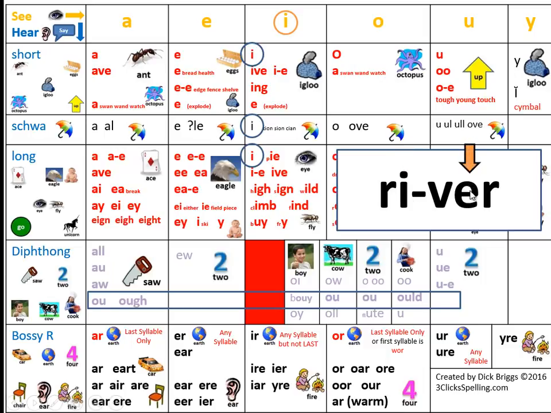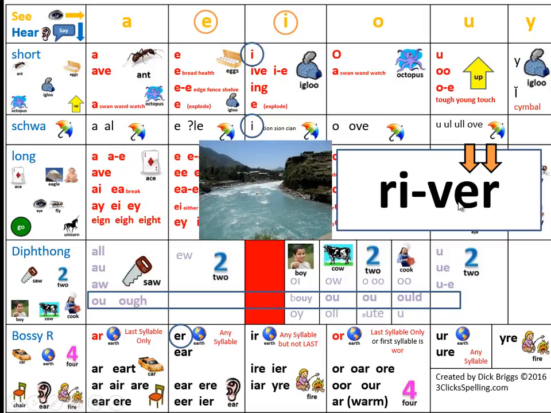Go to the next syllable. Find the vowel. Oh, here we have an R with it. So now we want to look down the column to find an ER. Ver. So ri, ver, river, river. There's our river. Okay, next word.